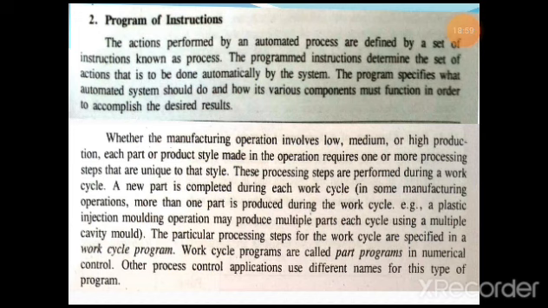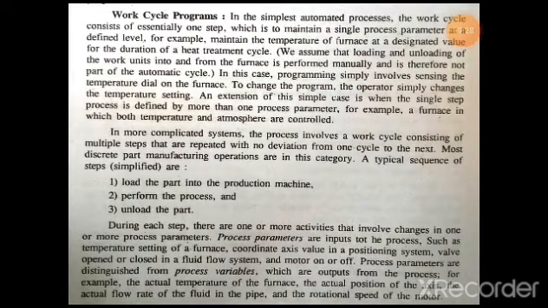Other process control applications use different names for this type of program. So this is very, very important to understand here, that we are required to prepare the program of instructions. They are also called part programs. Part means job. Which type of job we want to produce and how many. Based on that, the program of instructions is stored in the control unit and the process is carried out by the machine itself. This is very, very important.